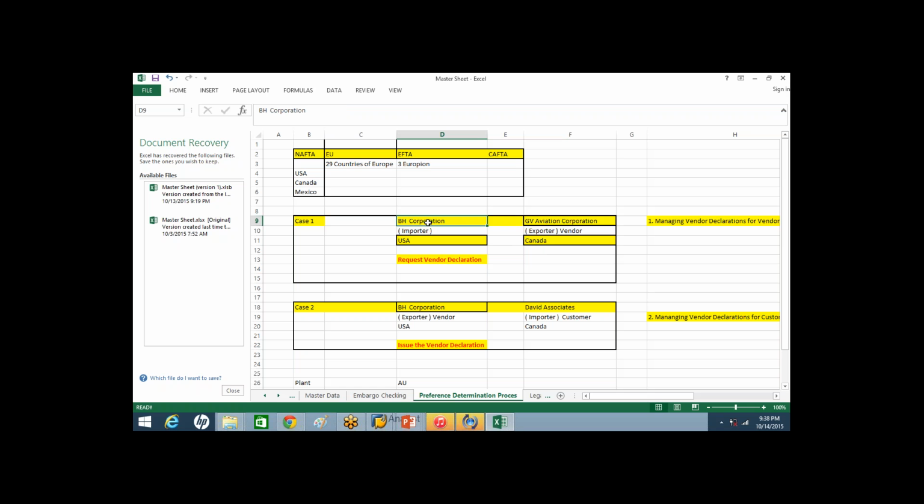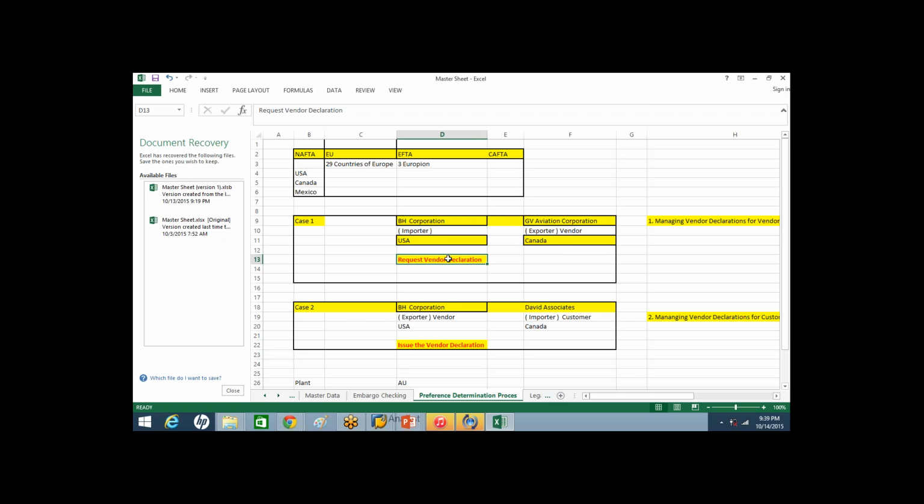In case one, when Bell Helicopters is importing something from a Canadian vendor, they need to request their vendors, so can you please send me the vendor declaration? They need to request their vendors to get the vendor declaration. That is case one.